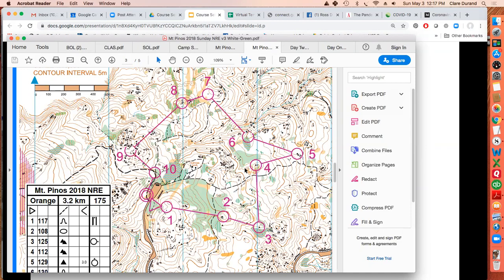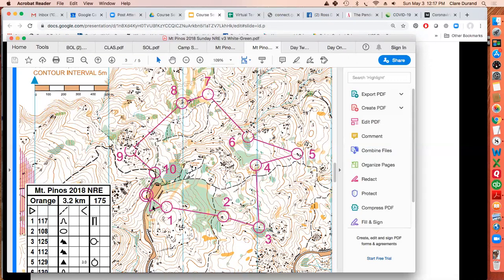Orange can be difficult on the Pinos map. It's really good for expert courses, but sometimes it can be difficult to find ways to keep orange safe. So this is a course that I set in 2018. We had one of those one-day ranking events. So I think we had 2 days at Pinos, but only one day of it was the ranking event. But I'm showing the ranking event days because I know those had extra consulting and vetting. So here's the orange course.